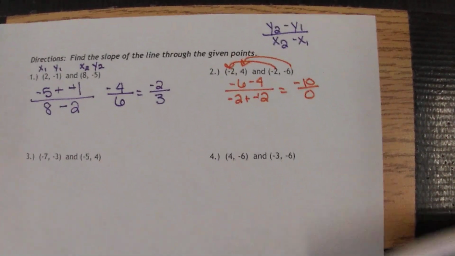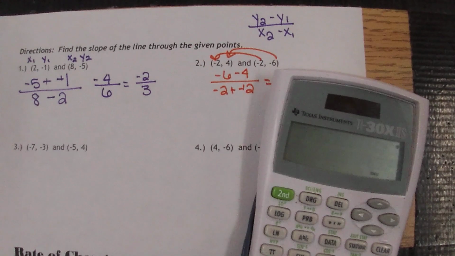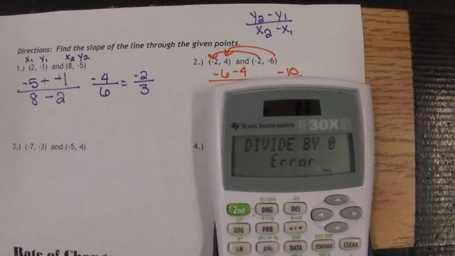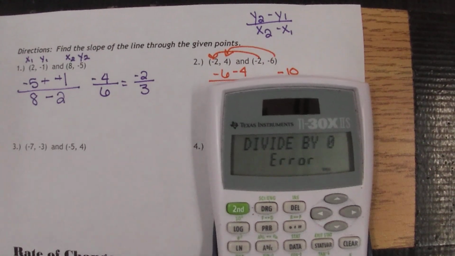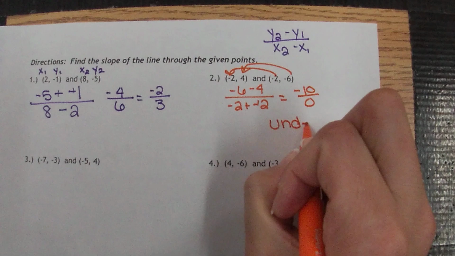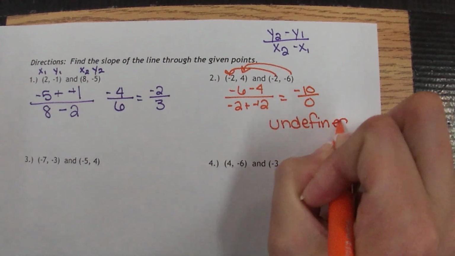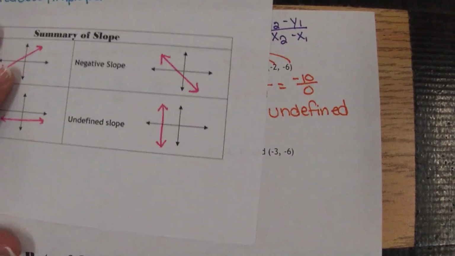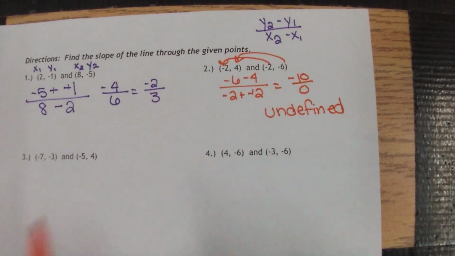Okay, so if we put negative 10 over 0 in our calculator, hopefully we know this, but this is not allowed. We cannot have 0 on the denominator of a fraction. Okay, this is our undefined slope, or it's our vertical line that we were talking about over here. So if we get 0 on the denominator, that's our vertical line, and we have undefined slope.